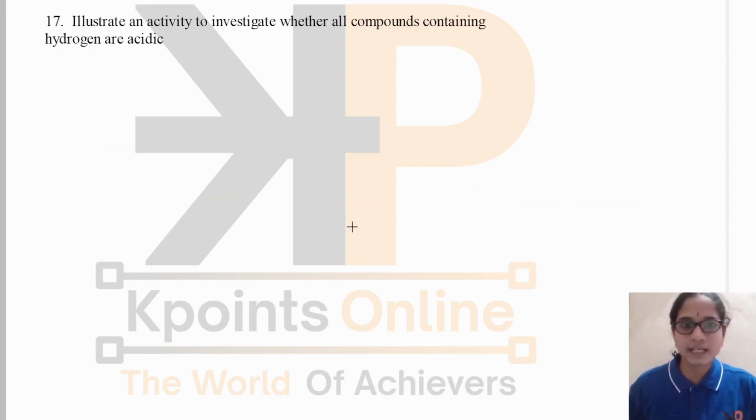Next, illustrate an activity to investigate whether all compounds containing hydrogen are acidic. We have also seen in the NCERT activity itself that all the compounds that have hydrogen are not acidic in nature. But we have to illustrate an example or activity here also. What can we do? We should take two beakers. In one beaker, we can take any acid like hydrochloric acid or sulfuric acid. In another beaker, we have to take either alcohol or glucose solution.